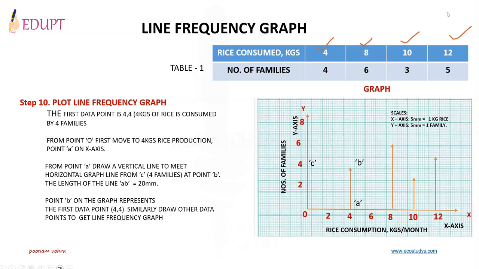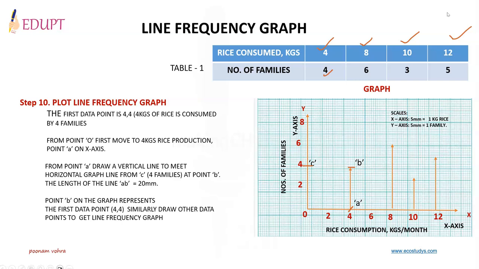So 4 and 4, 4 on x-axis and 4 on y-axis represent this point. So you have a line graph here. A dash B dash represents 4 families and point B dash represents the first data point 4. Similarly, one can draw other data points to get the line frequency graph.